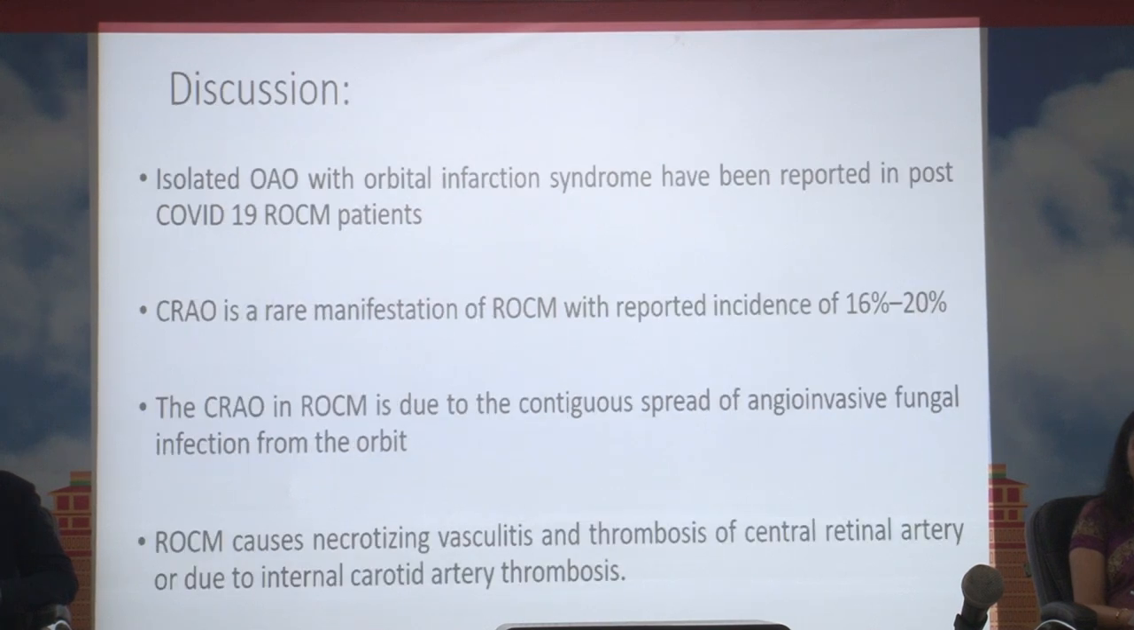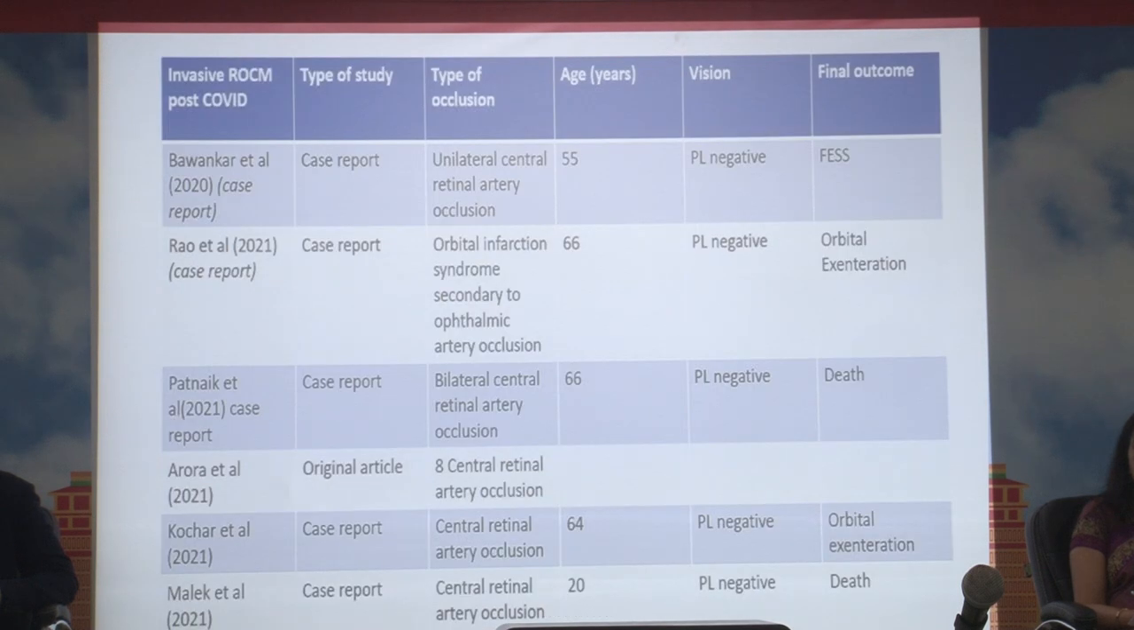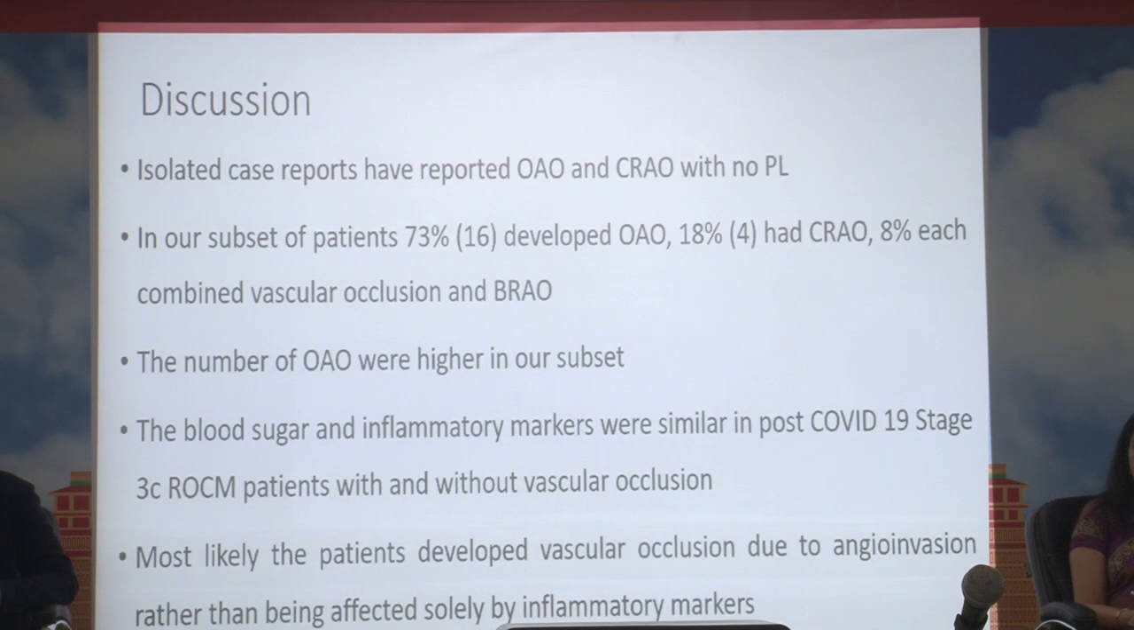So isolated ophthalmic artery occlusion with orbital infarction syndrome has been reported in post-COVID-19 patients. CRAO is a comparatively rare manifestation with 16 to 20% prevalence, and it results due to contiguous spread of angioinvasive fungal infection because of necrotizing vasculitis and thrombosis of the central retinal artery, or due to the thrombosis of the internal carotid artery. So these are some of the papers which highlight the occlusions with invasive ROCM in post-COVID-19 patients.